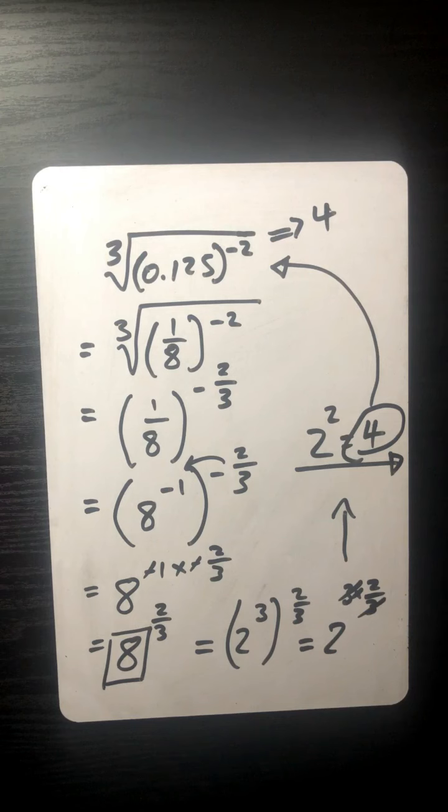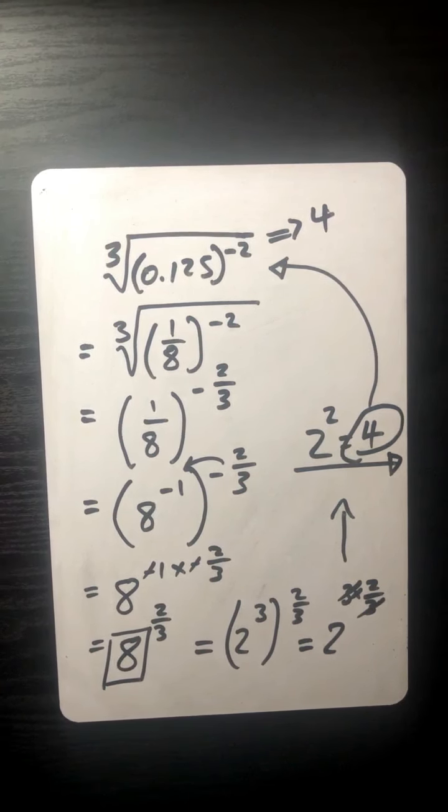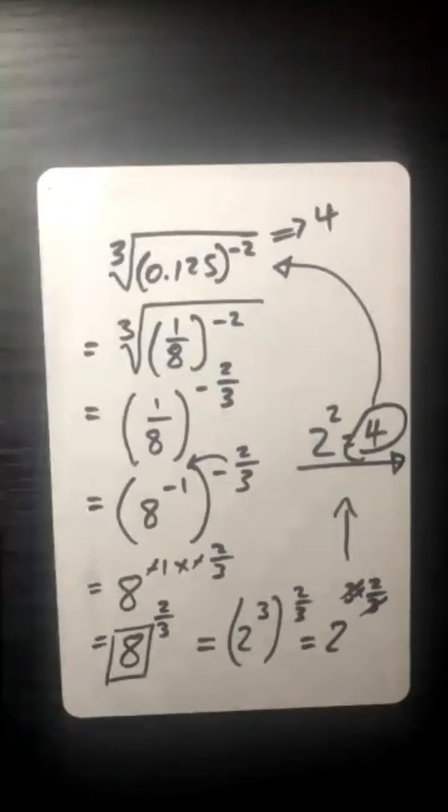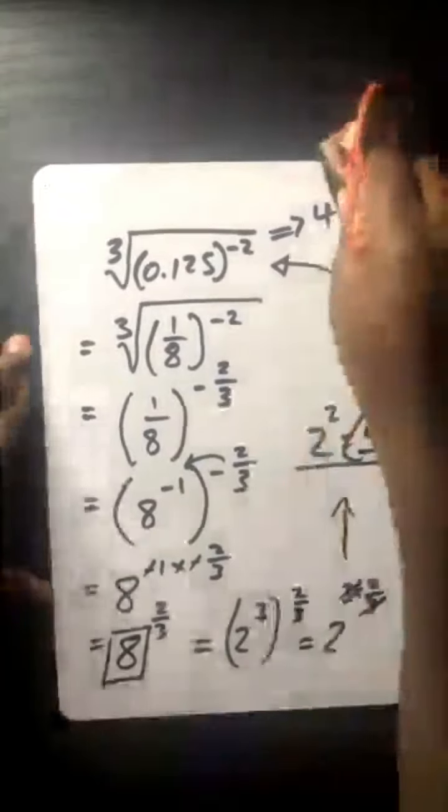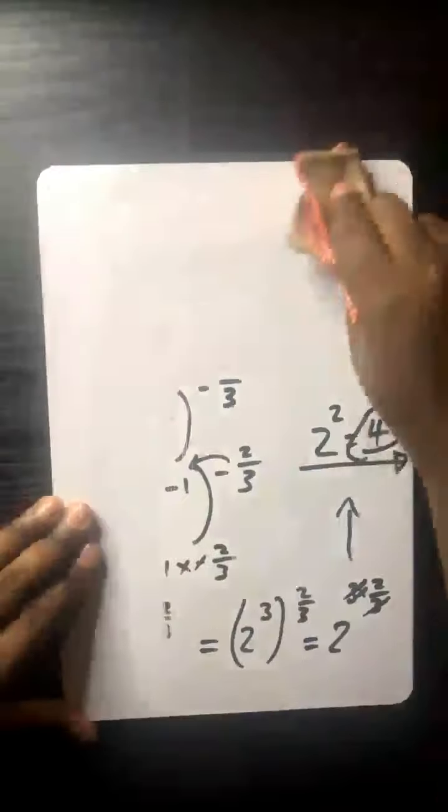I got 4, sir. Another one to confirm. I got yes, sir, 4. So we are all getting 4, isn't it? Yes.